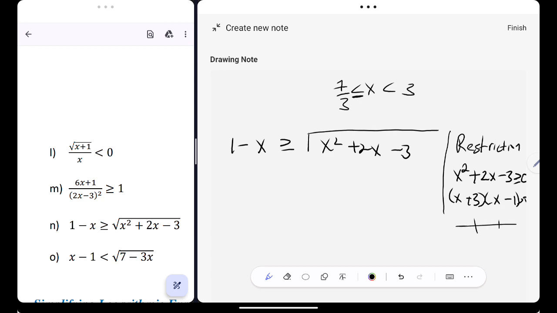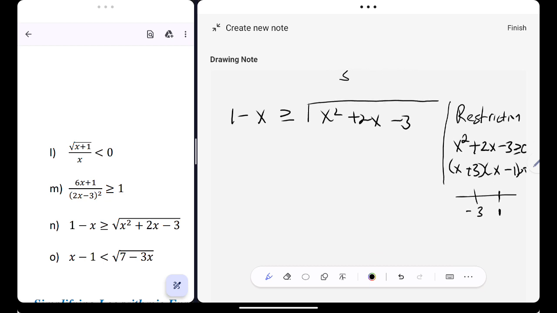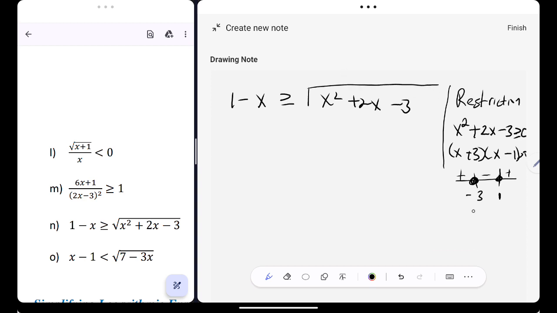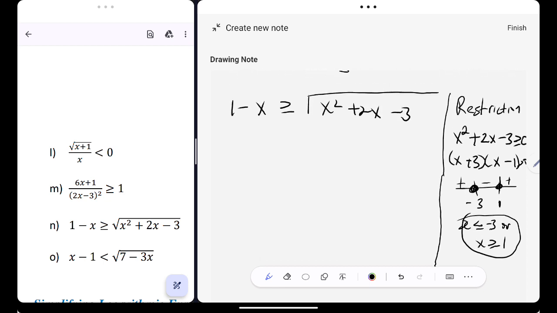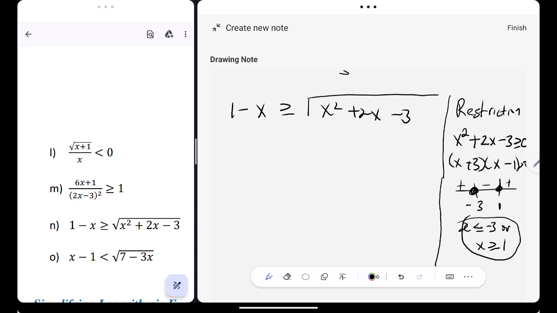My restriction is like this: plus, negative, and plus, included. So for my restriction, I know that x is less or equal to negative 3 or x is greater or equal to 1. Okay, so these are my solutions for my restriction. Then let's go back to solving the equation. We'll try to accommodate the restrictions after we've found our answer.